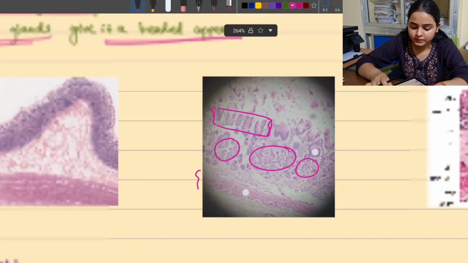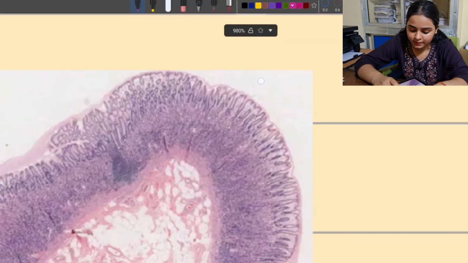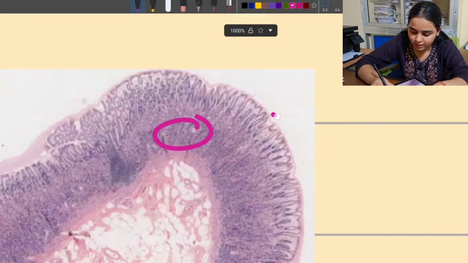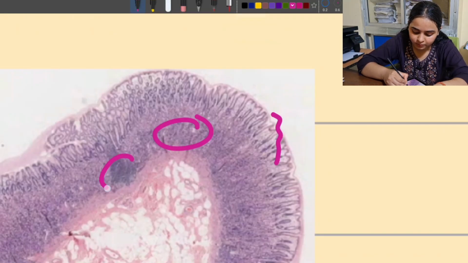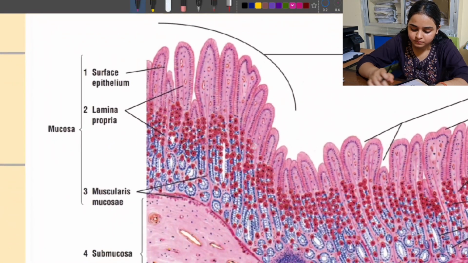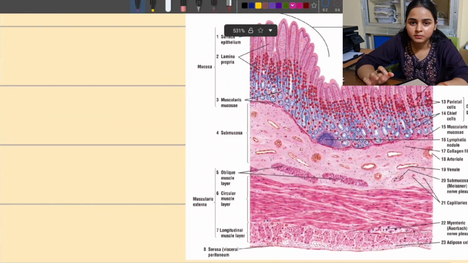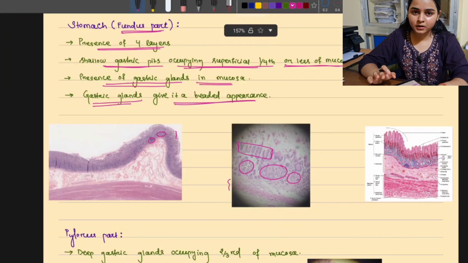Okay, and this is also the same picture, but here you cannot see the gastric glands that clearly, but you can see the gastric pits, shallow gastric pits are seen, and an aggregate of lymphoid follicles may be seen somewhere, but it is not of that much importance. And this is the diffuse atlas picture that you have to draw in your exam. So this is the fundus part of the stomach.